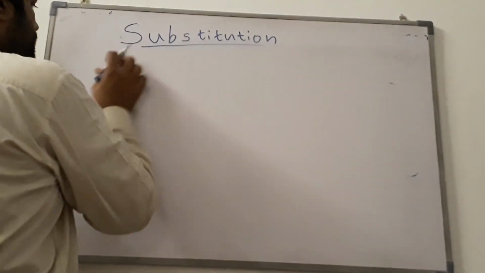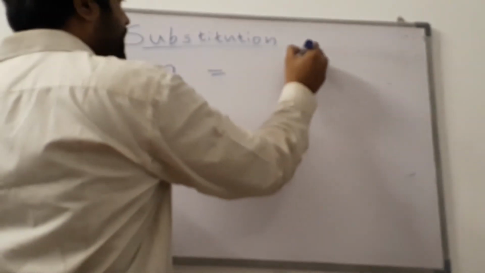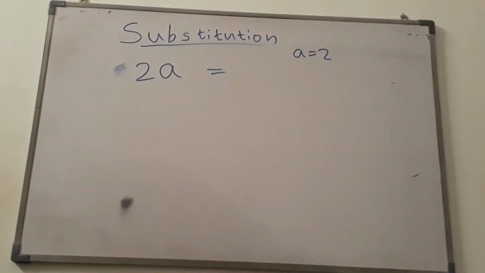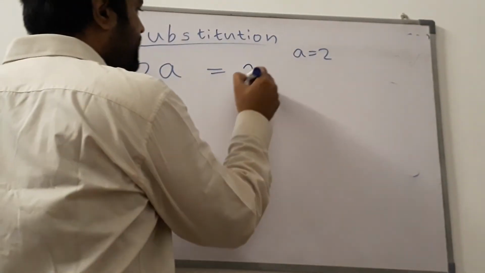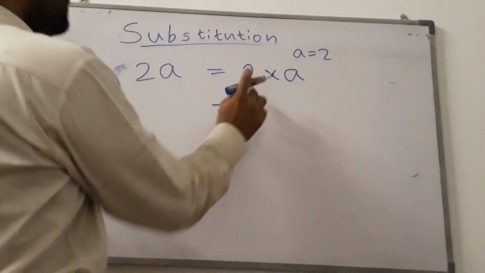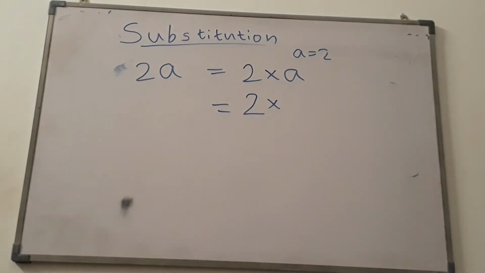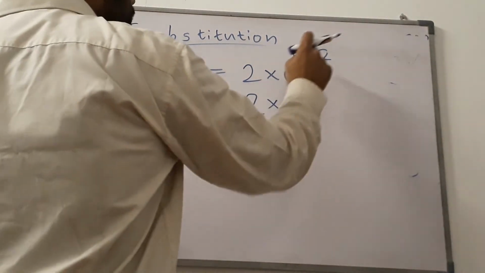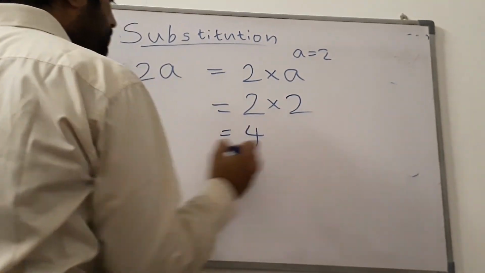Suppose a is 2 and the expression is 2a. We can write 2a as 2 times a as a product. 2 times a means 2a. Now we can substitute 2 for a, because here a itself is 2. There is a value given to the unknown term, so instead of a we can write 2. So 2 times 2 means 4.